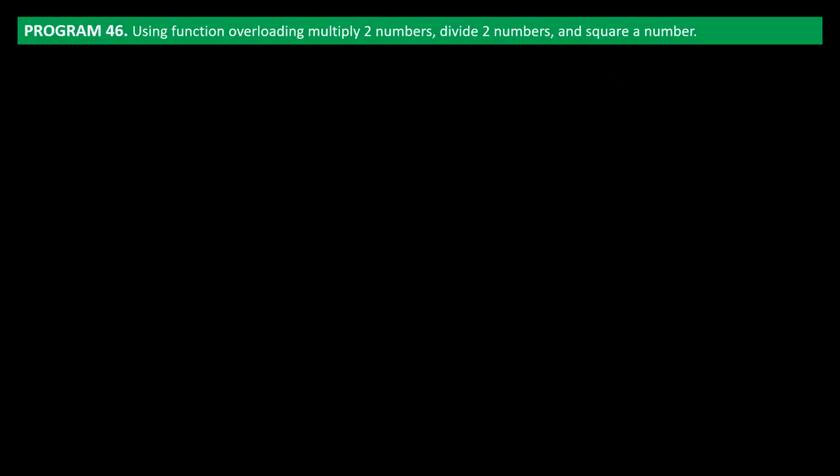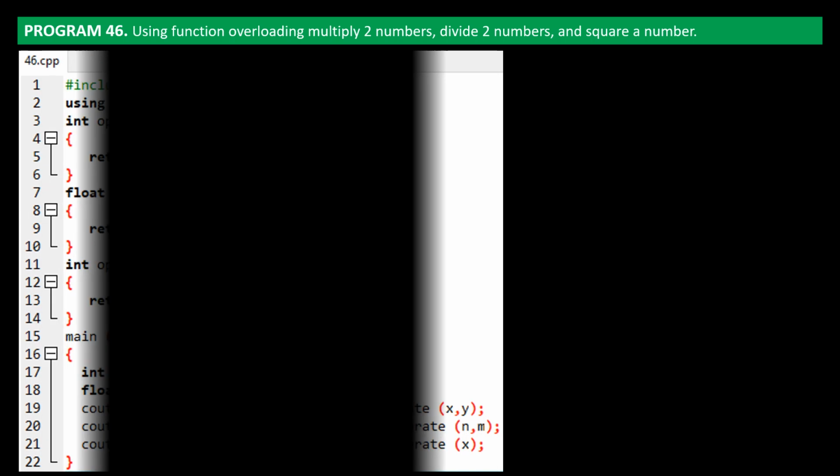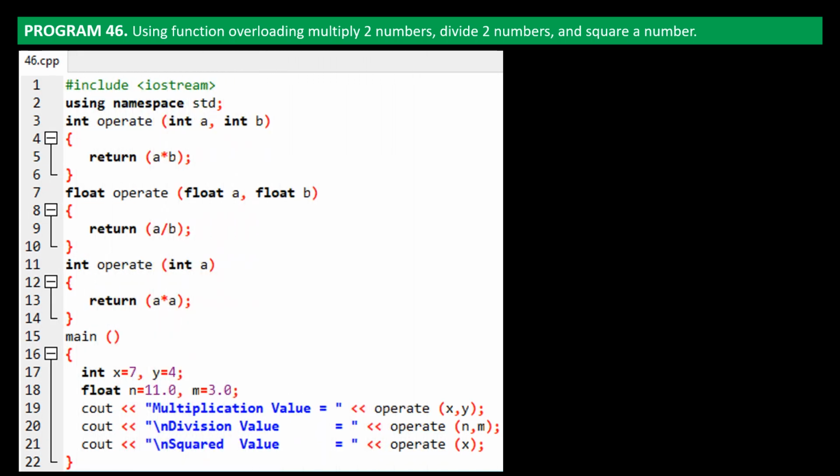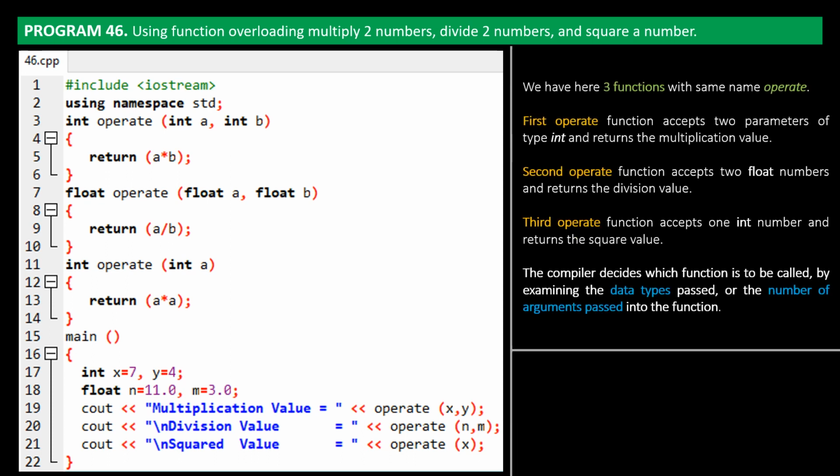Program 46. Using function overloading, multiply two numbers, divide the two numbers, and square a number. This is the program code. We have here three functions with the same name, operate. First operate function accepts two parameters of type int and returns the multiplication value. Second operate function accepts two float numbers and returns the division value. Third operate function accepts one int number and returns the square value.